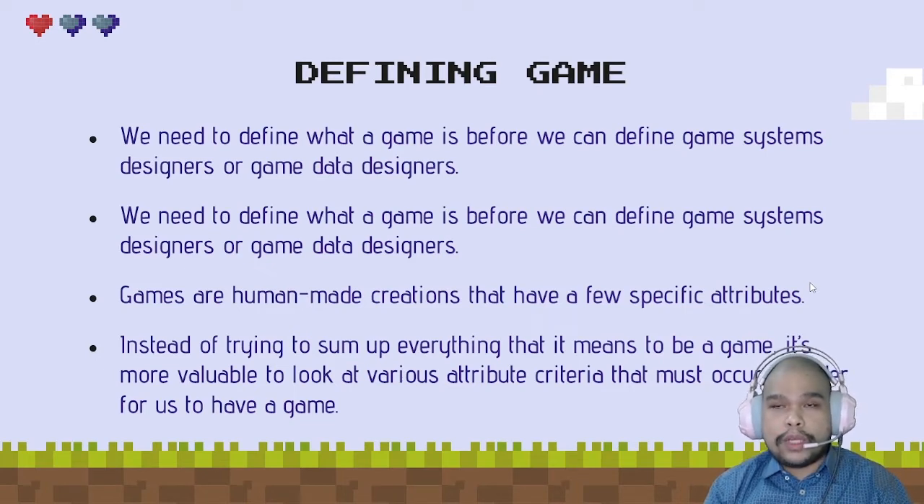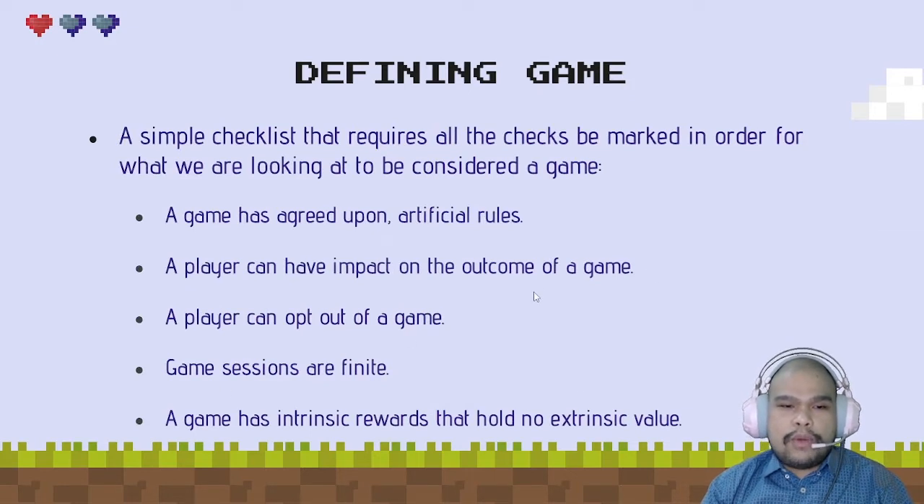So, before we can consider a set of activities as a game, there should be this checklist. So, what are the items on that checklist? This is basically a simple checklist that requires all the checks to be marked in order for what we are looking at to be considered a game. Let's say, for example, we have a set of activities. We check this checklist: if the activity has all these attributes or characteristics, then we can consider it a game. So, what are these attributes or characteristics?